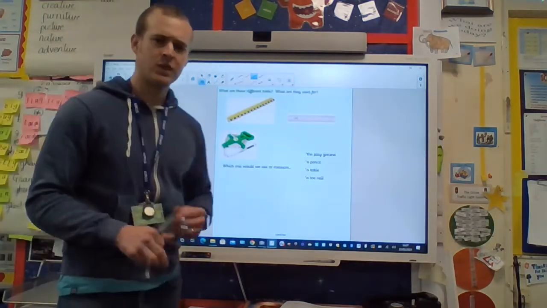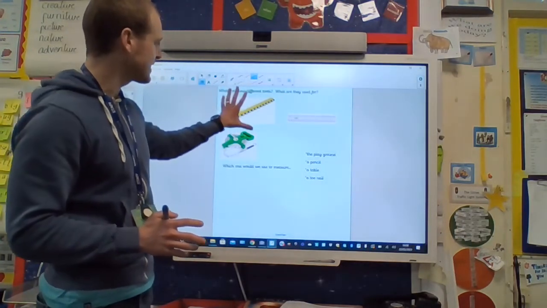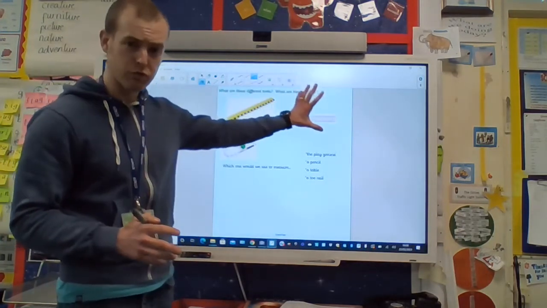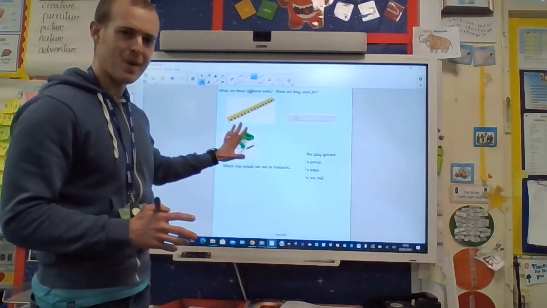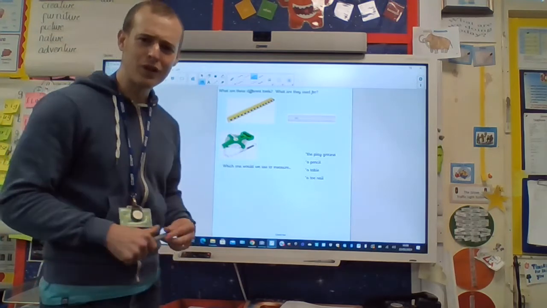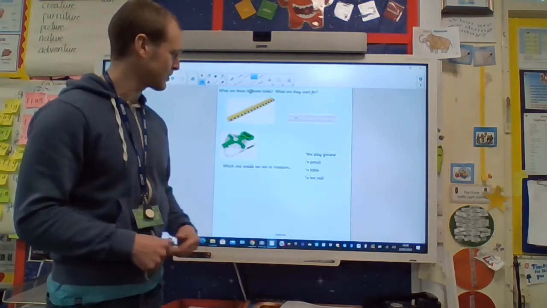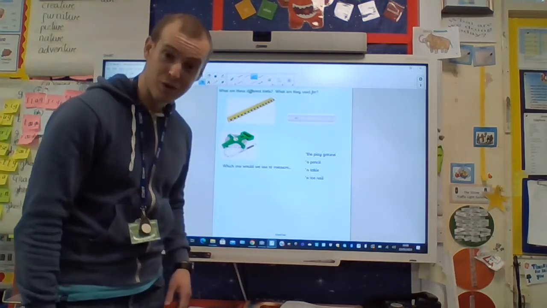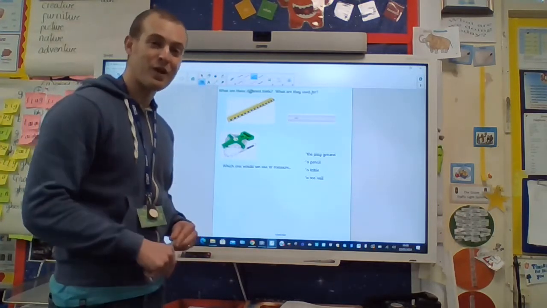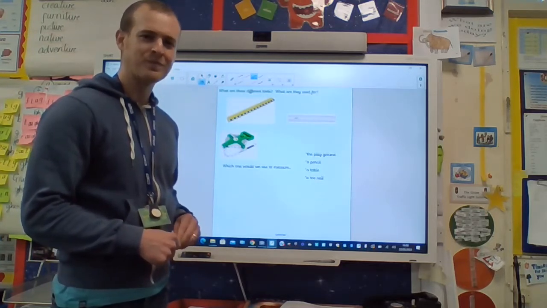So, I want you to think about our measuring. Here are our different tools. We've got a meter stick here, we've got a ruler that we might use in class, and we've got a long tape measure. Now, think about which tool you'd use to measure these things. We've got a playground, a pencil, a table, or a toenail. Pause the video, have a little think, have a little discussion at home. What would you use and why?